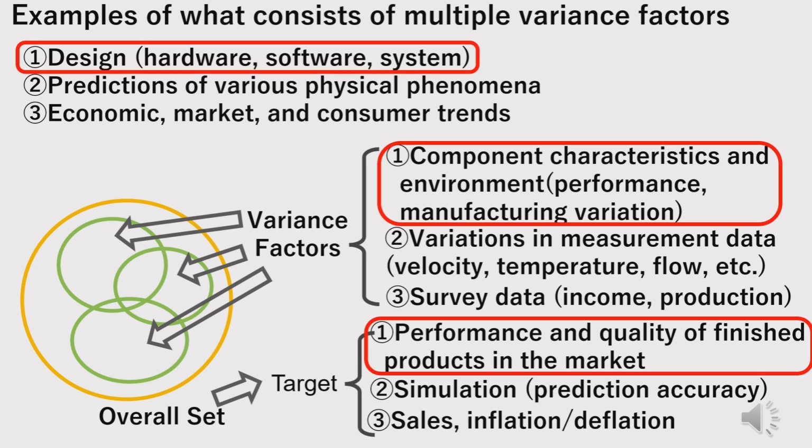The first example is when designing hardware, software, or a system that combines them. In this case, the factors include all the variance factors that affect the performance and reliability of the hardware and software components and functional parts, such as their dimensions and the environment in which they will be used. The population includes the quality, such as performance and reliability, of the finished product in the market.